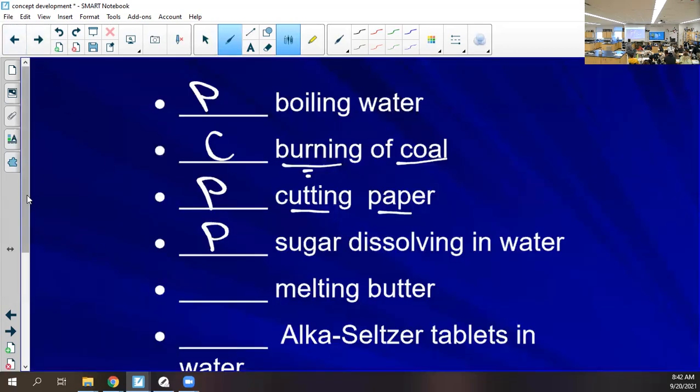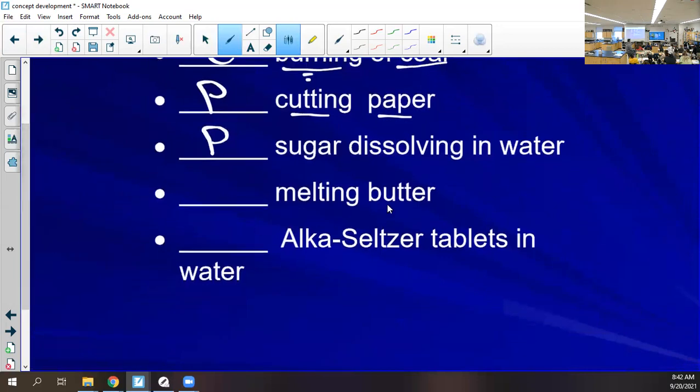All right, melting butter. So the question, is it still butter? Yeah, it's just liquid butter. So phase change is always a physical process.